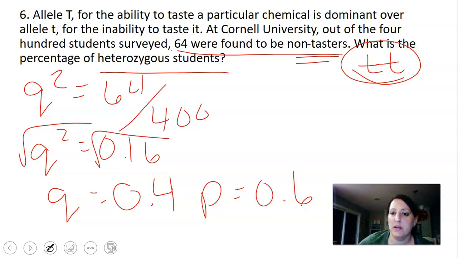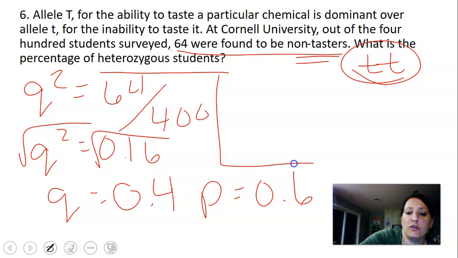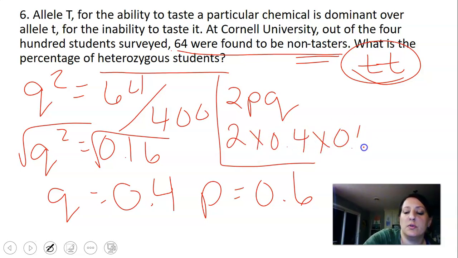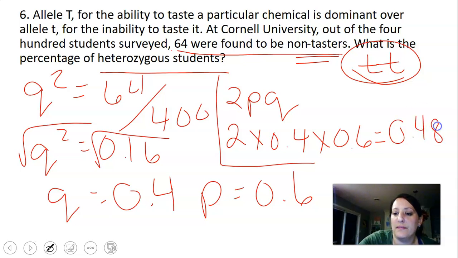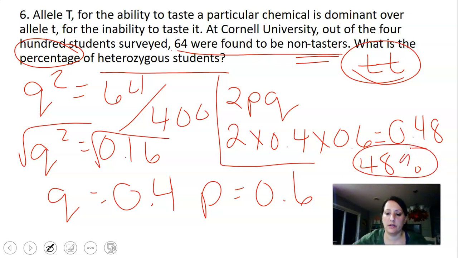Okay, so now I have my P and Q. I can go on to figure out my frequency of heterozygotes. So you know the formula for heterozygotes, right? It's 2PQ. So 2 times 0.4 times 0.6. And this is not on purpose. This is the same numbers as last time. Didn't do that on purpose. So it's going to be 0.48. So we want to make sure that we convert that into 48%. Well, there's my answer. So that's question number 6.